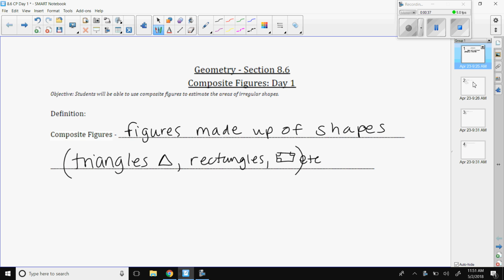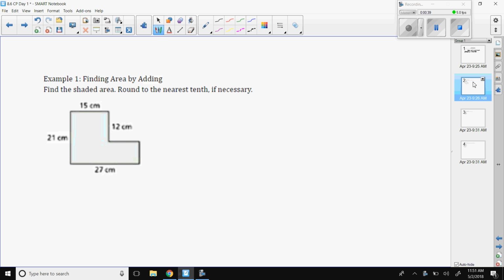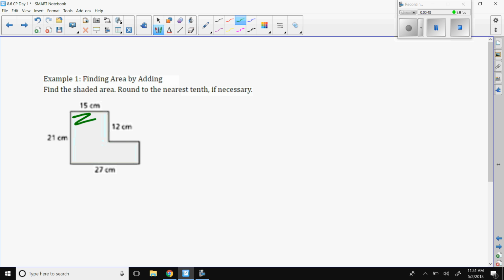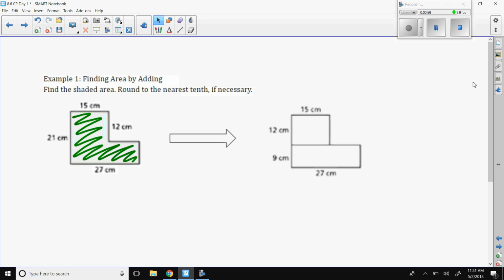Okay. For our first example, once we have this figure that we're talking about, we want to find this shaded area, which yours should be shaded on here as well. And we're going to round to the nearest tenth if necessary. So how we want to do this is we want to break it up into these two figures. So I can see that I could draw a line right on this one. Now I get two shapes here.